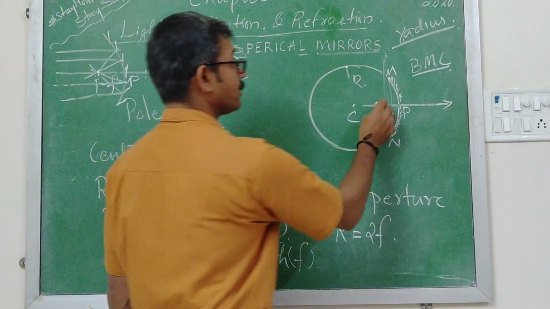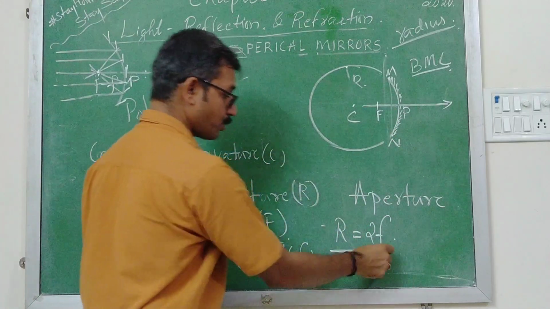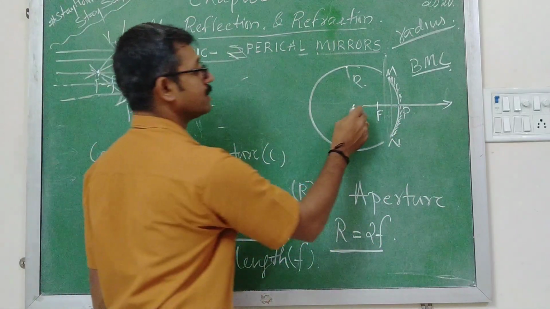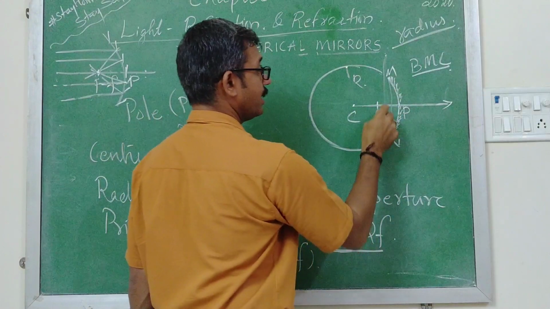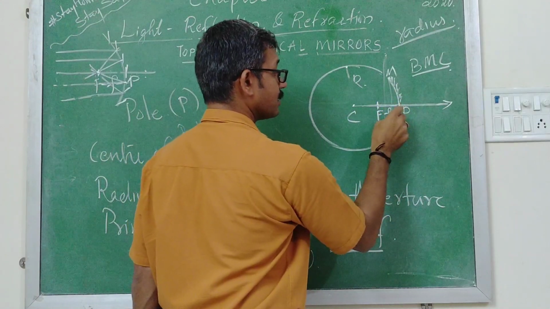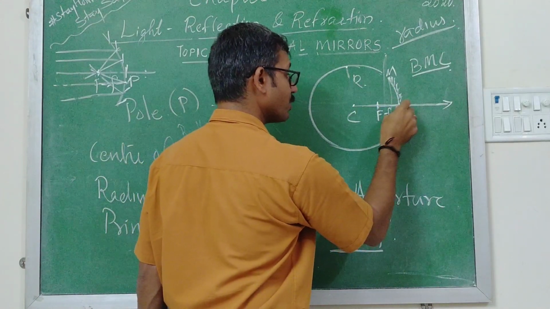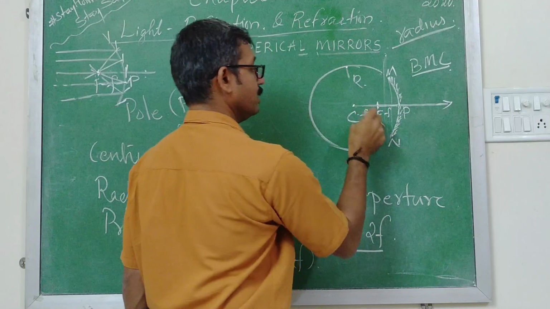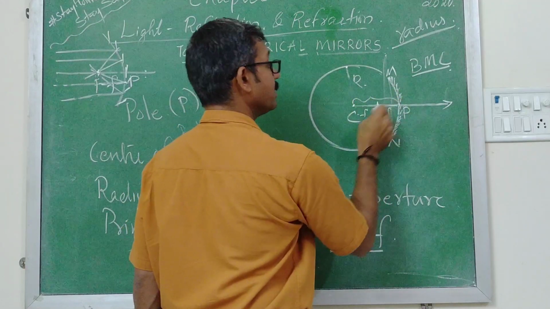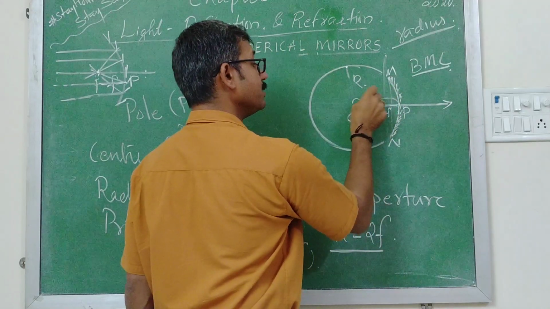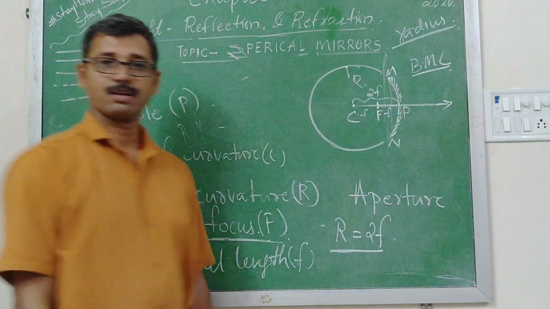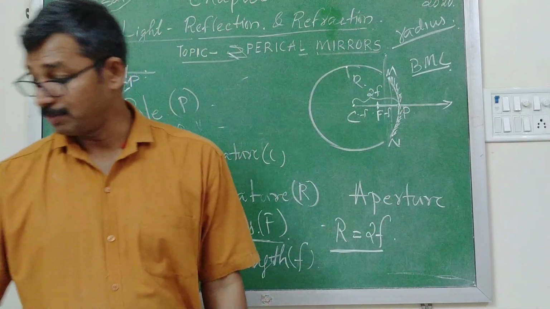So it is very important for drawing the diagram. If this is the radius and this is the focal length, then this also will be f. So from here to here it will be the same. So that much about it.